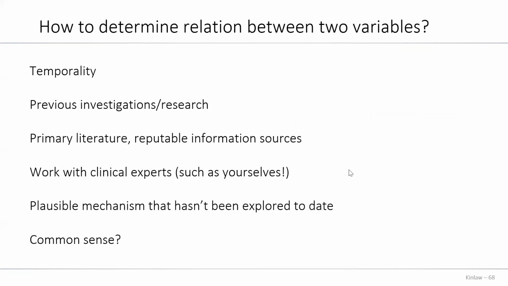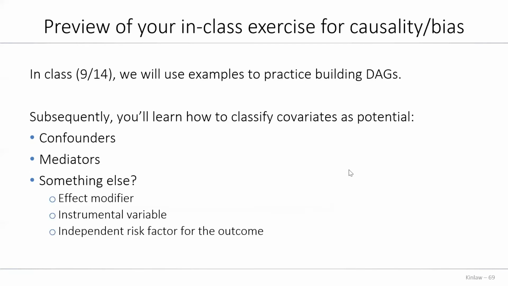How can you identify covariates that might be confounding? The starting point is to draw out your assumptions in a DAG. When considering the relation between two variables, temporality always helps clarify directionality. The rest of these are based on knowledge, either through published research, clinical expertise, or identifying plausible or common sense justifications. In class, we'll get to work with examples so that you can practice building DAGs and understand how to make decisions about the potential for confounding bias in a study.